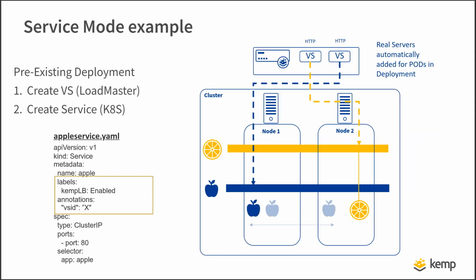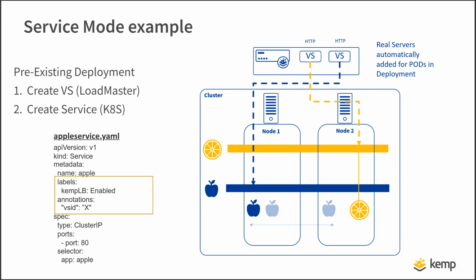So I'll try to go through a service mode config. With service mode, I have a pretty simple deployment. One is Apple, one is Orange, and the steps to show this will be to create a VS on the LoadMaster, and then create a service in Kubernetes. In this case, I would need two services, one for Apple, one for Orange. And then you can see there an example of what the configuration would look like.